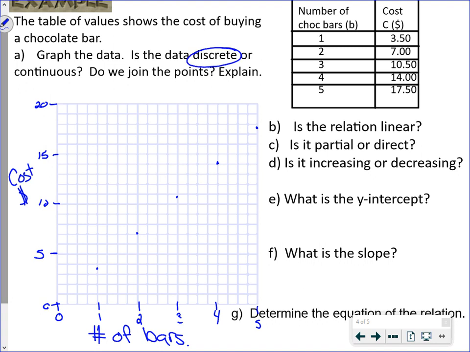So those are just the counting numbers. We can count how many chocolate bars we get. So that is discrete. And when it's discrete, we do not join the points. So do we join the points? No. Because we can only buy whole number of chocolate bars.